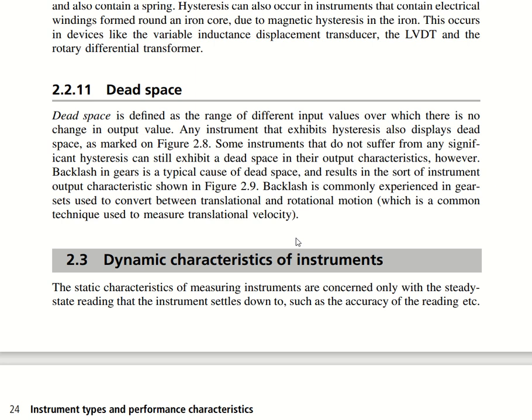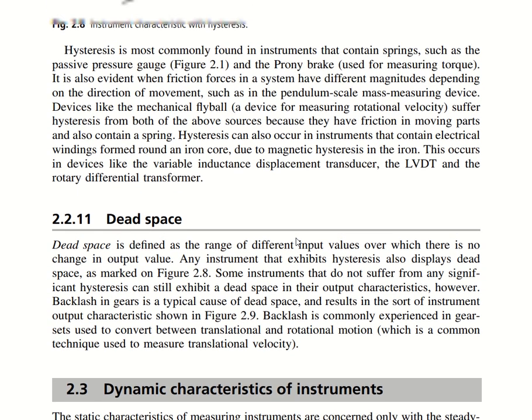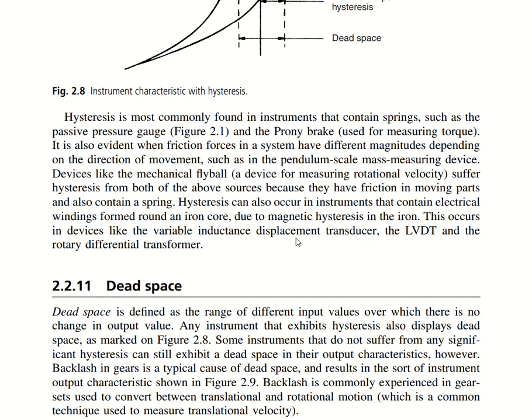Backlash is commonly experienced in the gear set used to convert between translational and rotational motion, which is a common technique used to measure translational velocity, by the way. So these were all the static characteristics of instruments, and we have also discussed different types of instruments in detail as well.